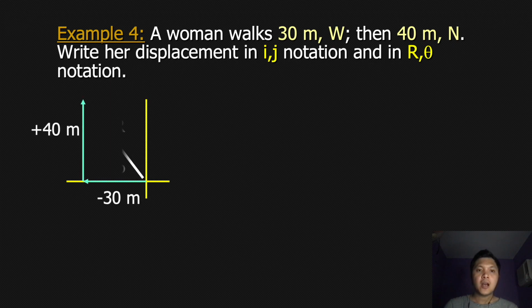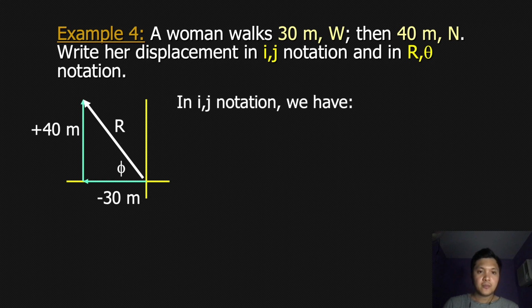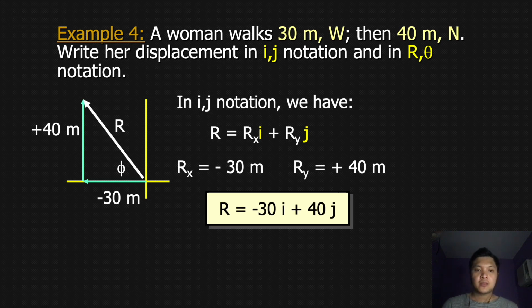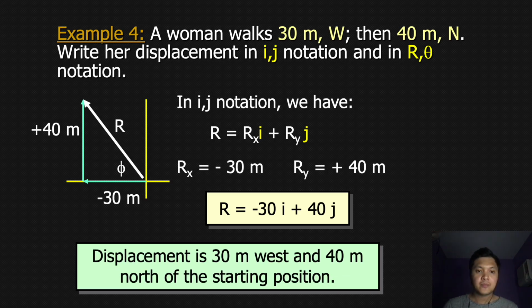So for example, a woman walks 30 meters west, then 40 meters north. Write her displacement in ij notation and in r theta notation. In ij notation, r is equal to rx i hat, which is the x component of r, plus ry j hat, the y component. Again, rx is negative 30 since it's going to the left. ry is positive 40 since it's going up. Therefore, the ij notation is negative 30i plus 40j. And the displacement is 30 meters west and 40 meters north of the starting position.